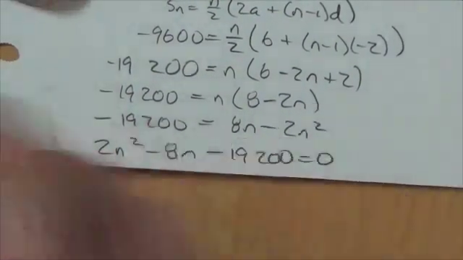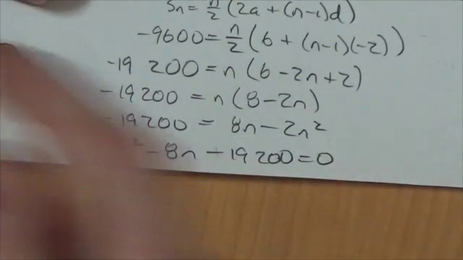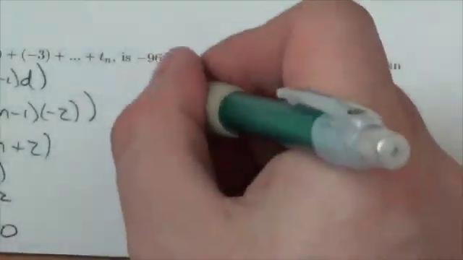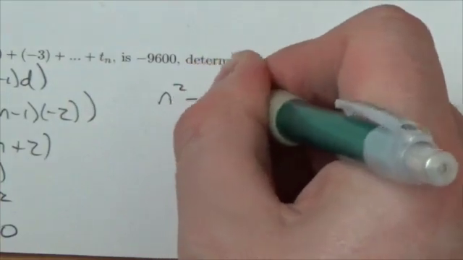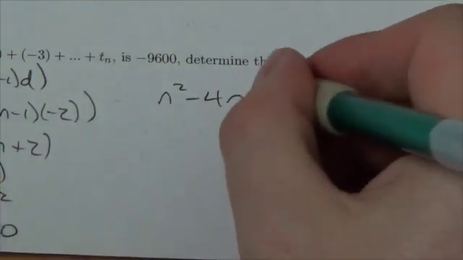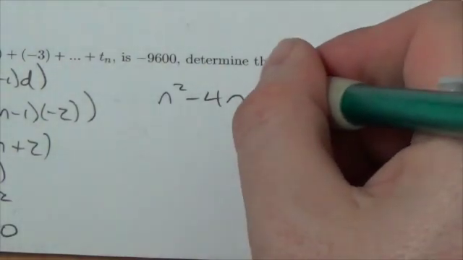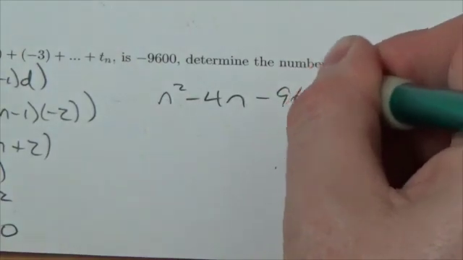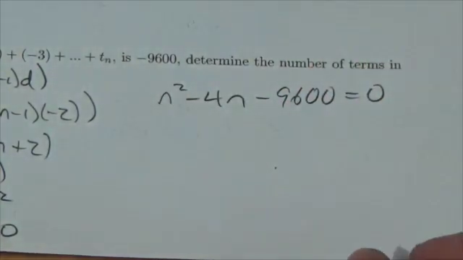I noticed first of all that everything here is divisible by 2, so I'll do that. I'll change the equation to get n squared minus 4n minus 9,600 equals 0. I was just double checking the math there.